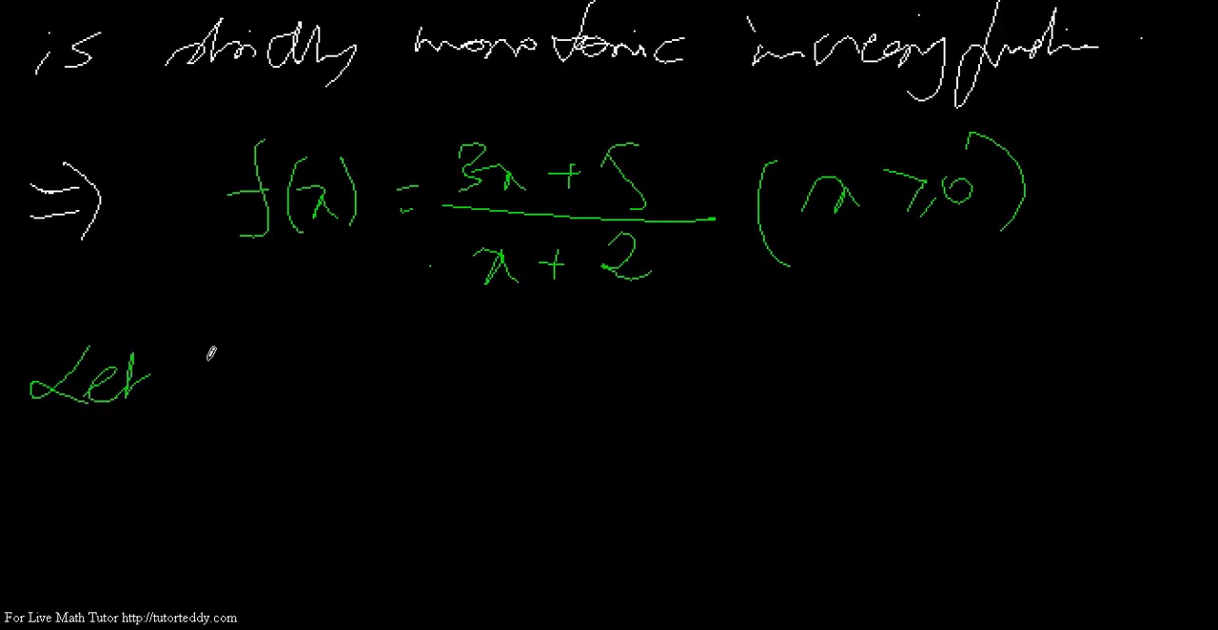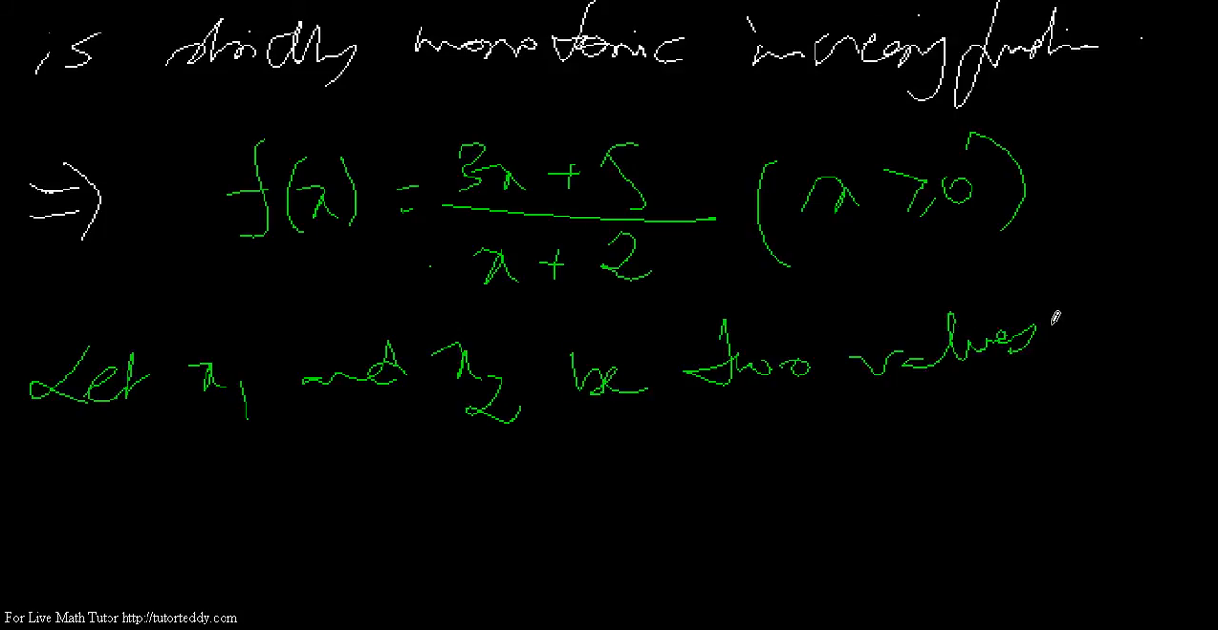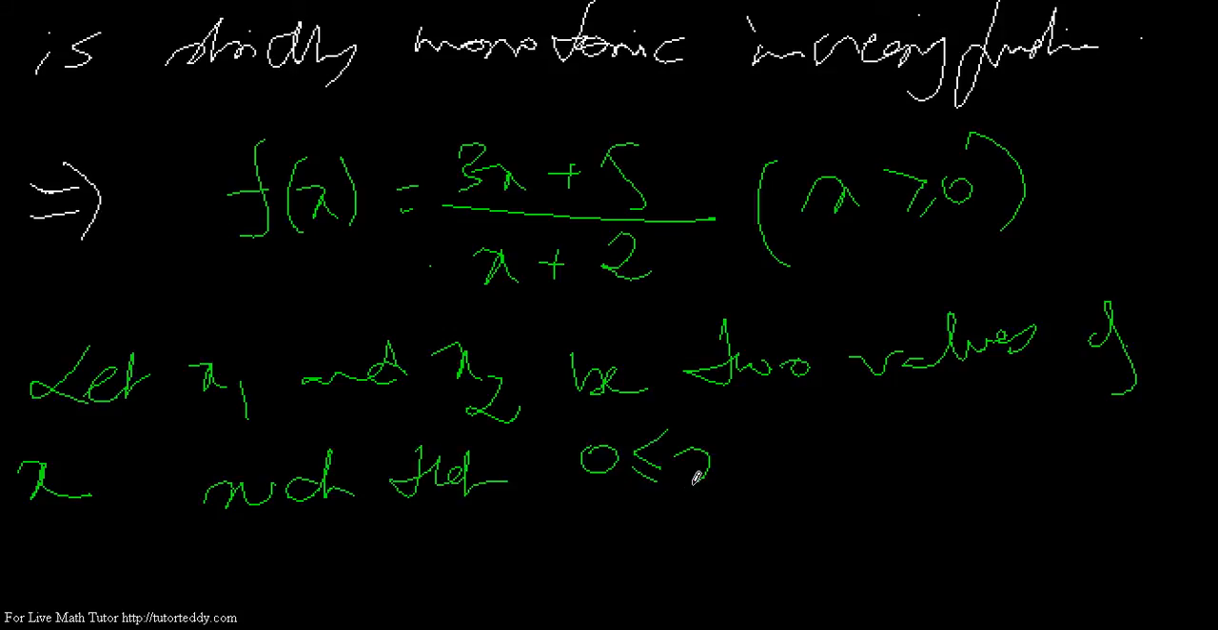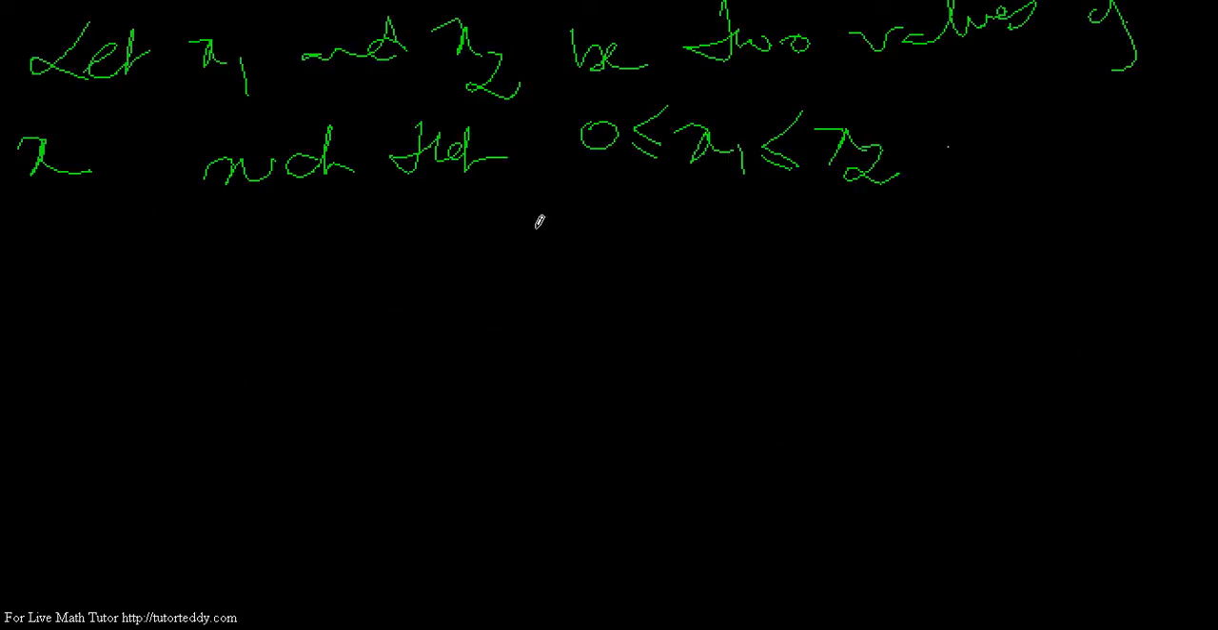So let x1 and x2 be two values of x such that 0 is less than or equal to x1, less than or equal to x2. Now we find the function of x1 and x2.